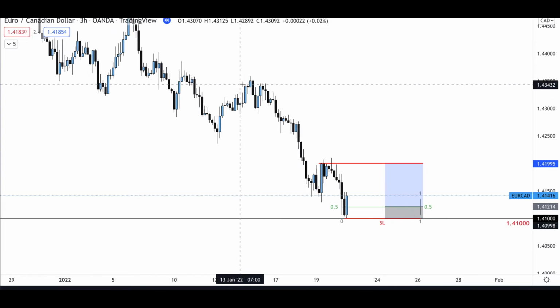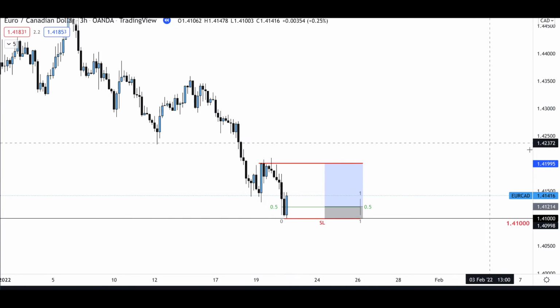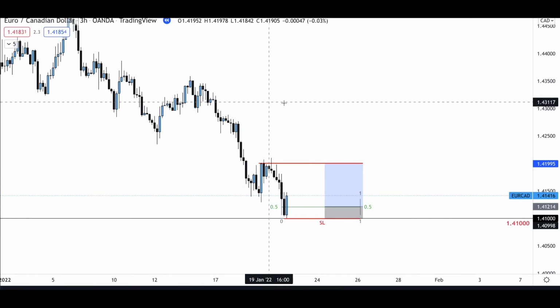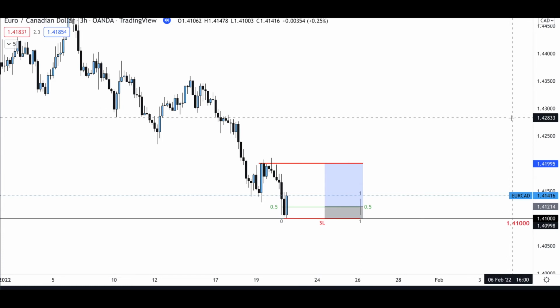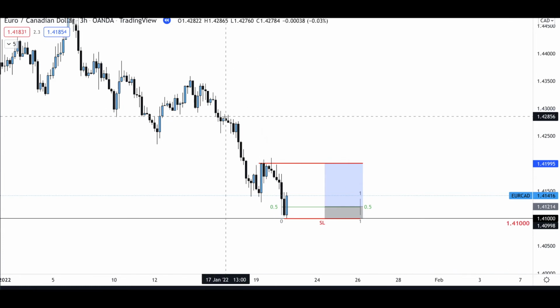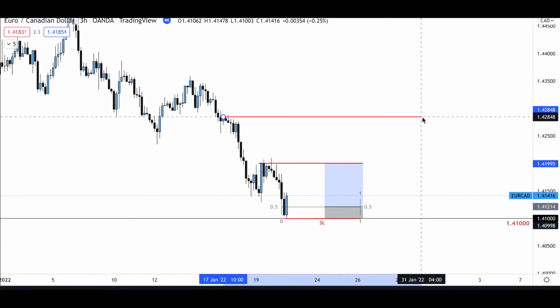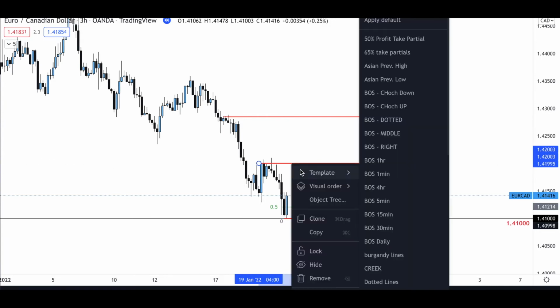One of the things I like to do when I'm looking at TPs, I like to concentrate on the bank levels. Bank levels are the whole numbers, and these here are midpoints. Your 500s, those are midpoints. So you can concentrate on this 1.43 thousand area if you like. This can be a TP. Let me go ahead and change this to green.